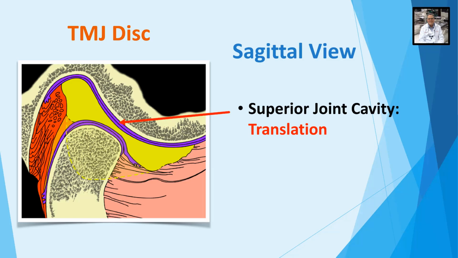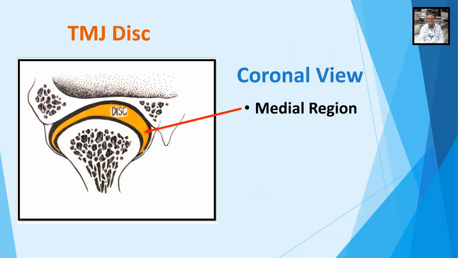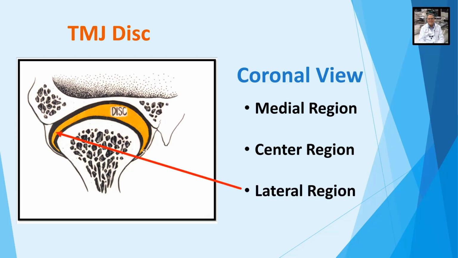The superior joint cavity is where the translation occurs, and the inferior joint cavity is where the rotation occurs. So this is a review. Look at it from the side. We have the medial region, we have the center region, and we have the lateral region of the disc.